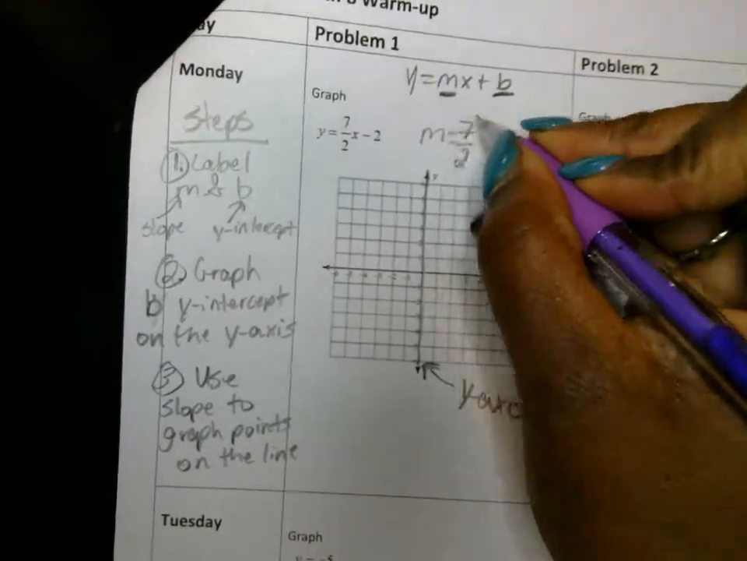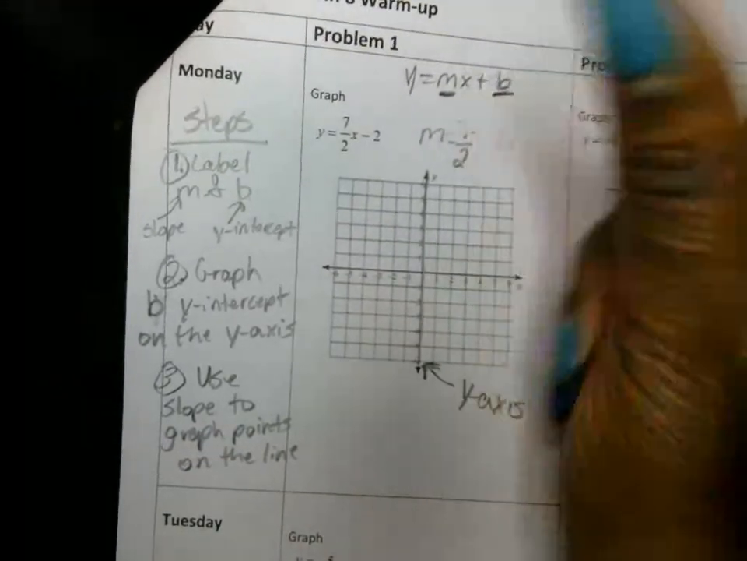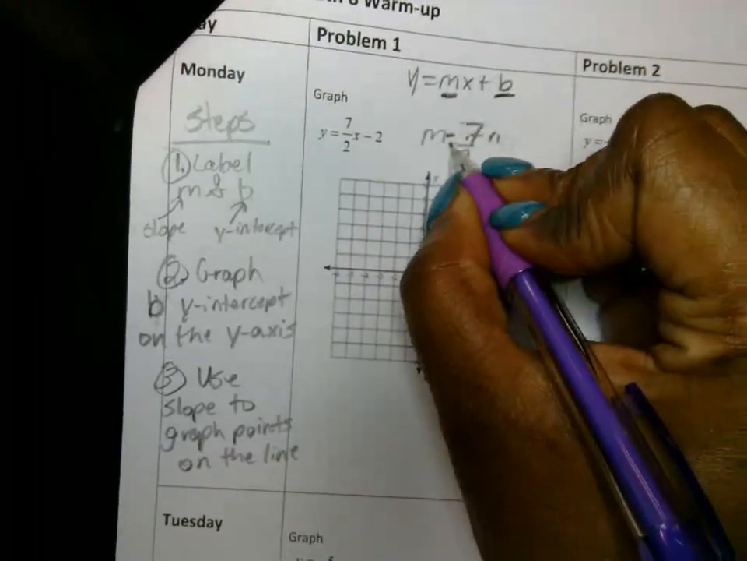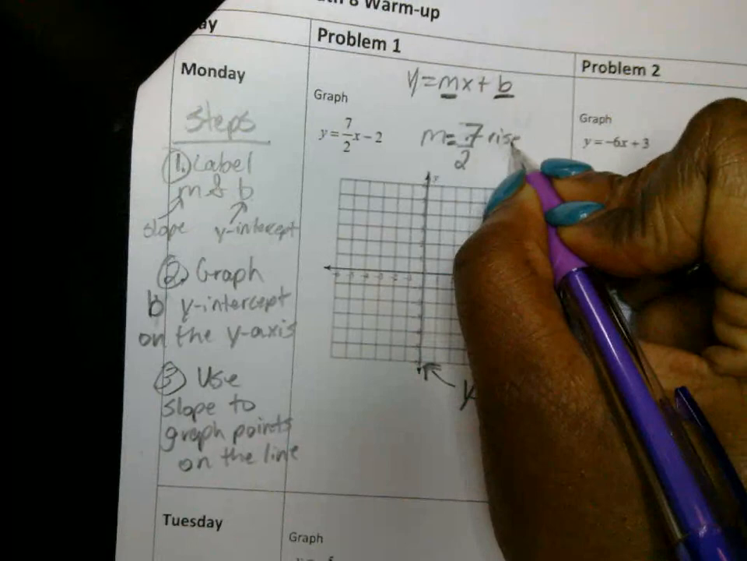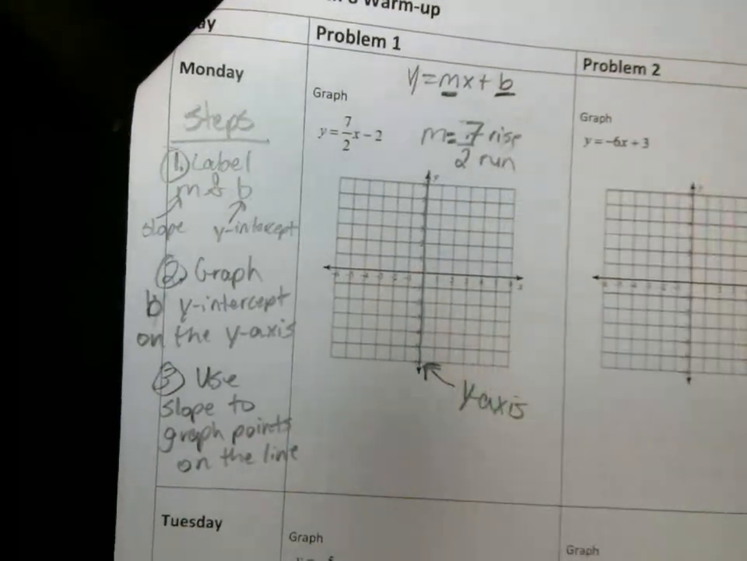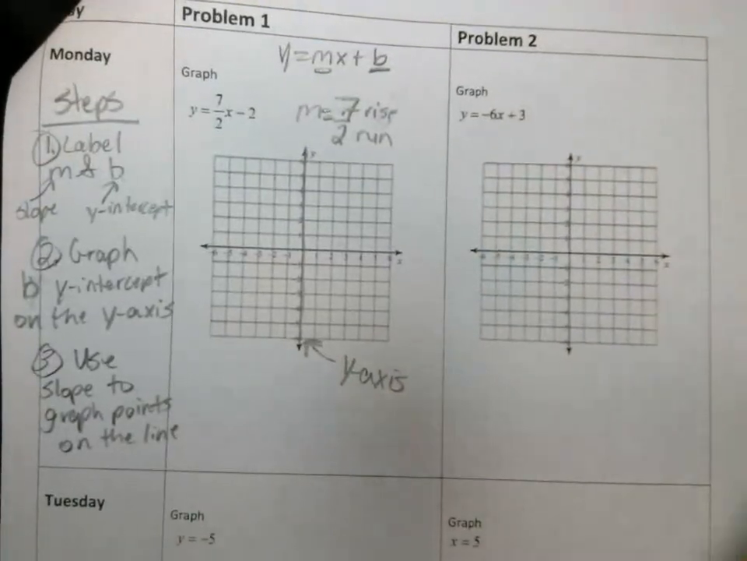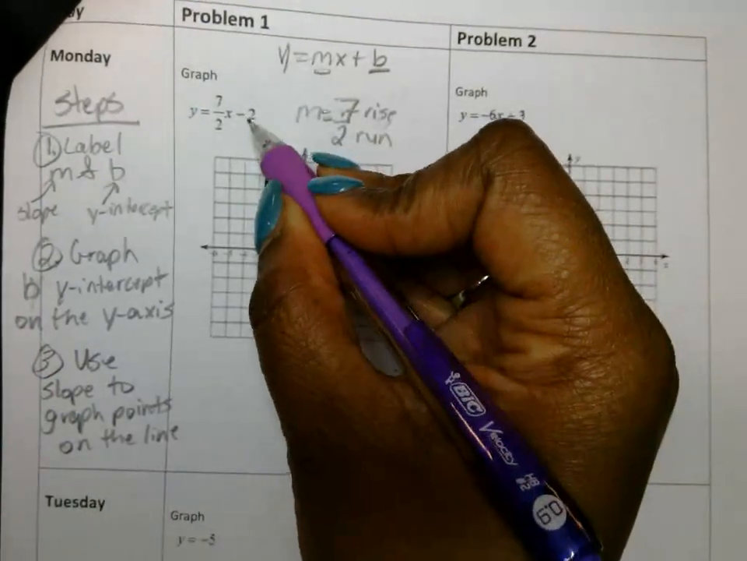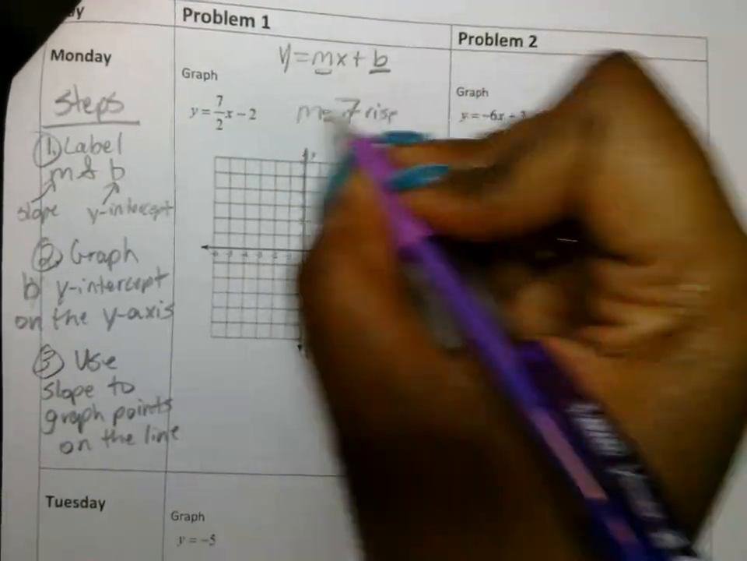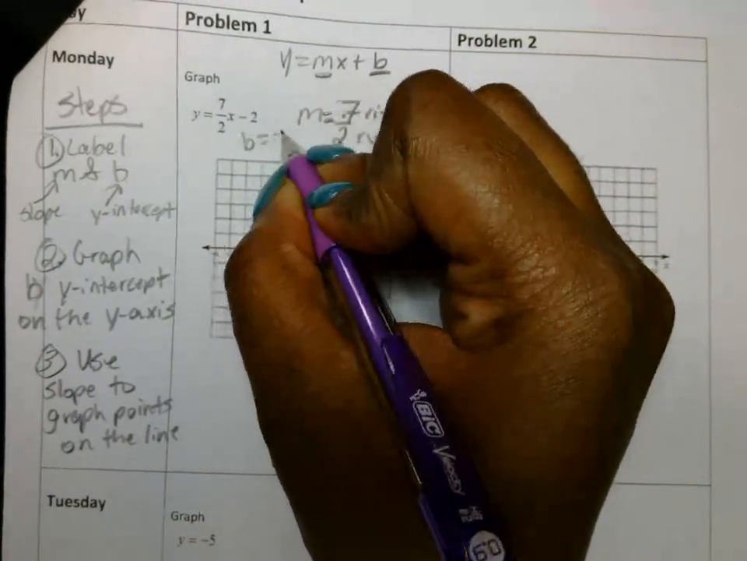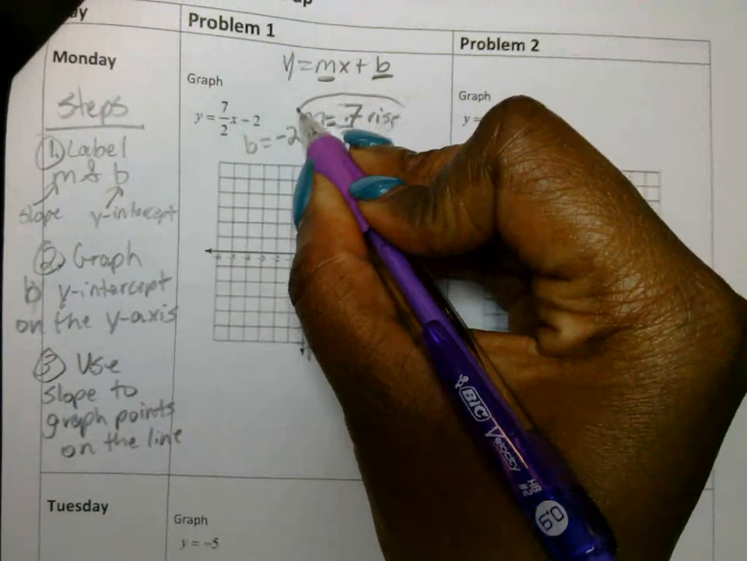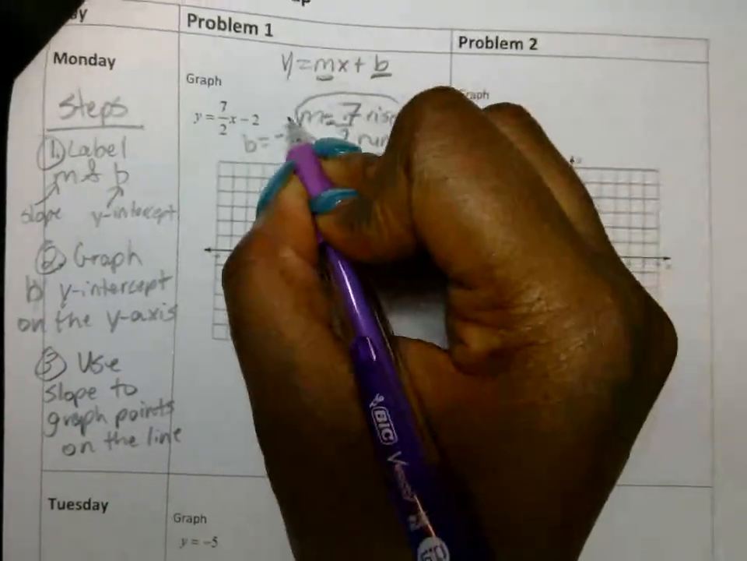This is positive 7 over 2. Let me make it look like a positive 7. This is rise over run. Okay. Your B is the number that has no variable attached to it. Take the sign that's in front of it. So your B here is negative 2 because that's a minus 2. So this is M and this is B.